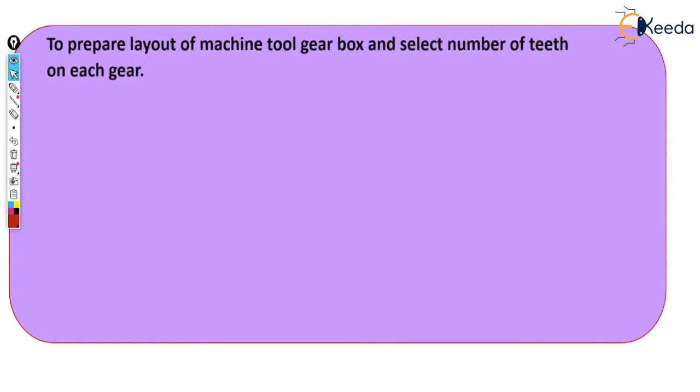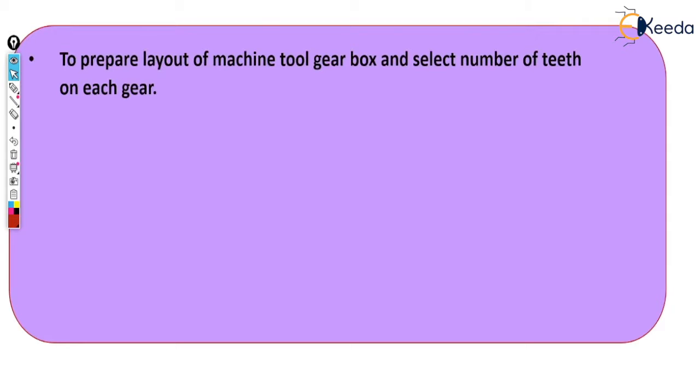What are the learning objectives of this chapter? As per our university guidelines, the main objective of this chapter is to prepare the layout of a machine tool gearbox and select the number of teeth on each gear. In the numericals we will see in detail what this means, but this is just the theory part, so we will discuss theory only here.